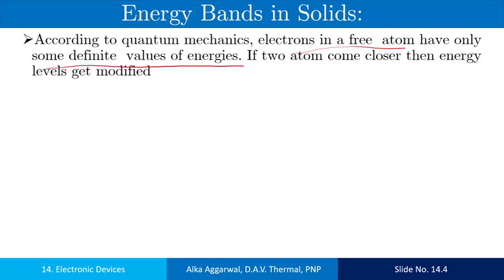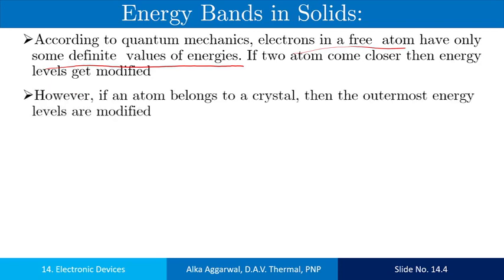Now, if two atoms come closer, then they will influence each other due to the electric field produced by the two atoms. As a result, the energy level splits into two close energy levels. One is higher and the other one is lower. And as a result, when they come closer, their energy levels get modified.